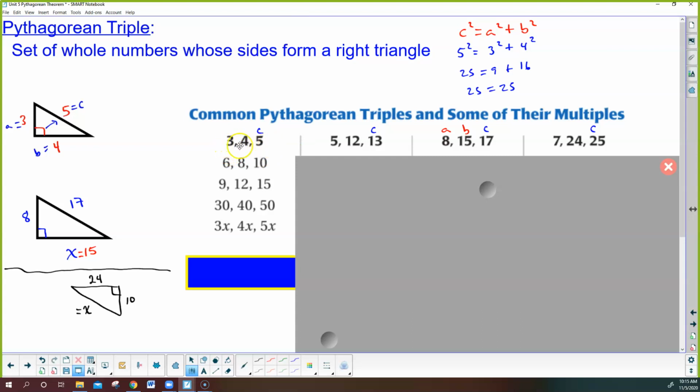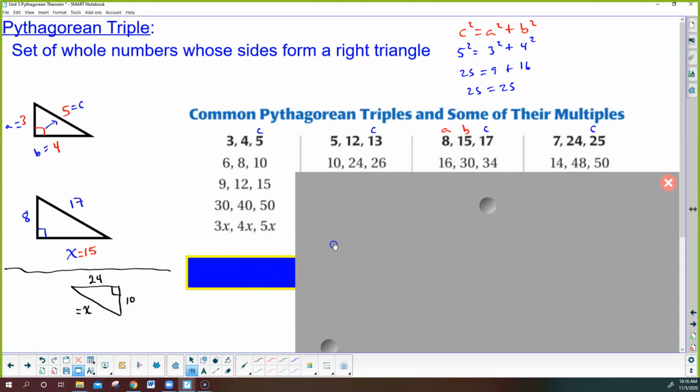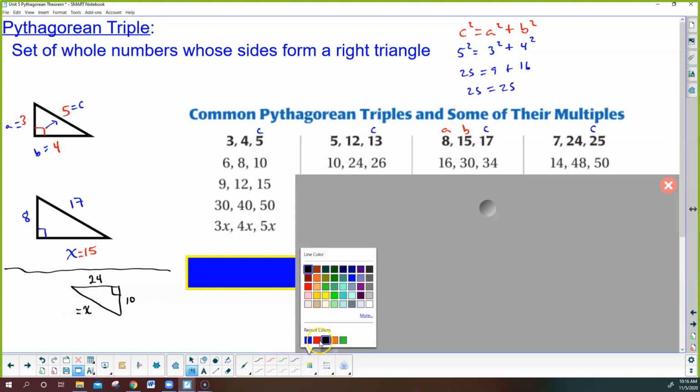I can multiply everything by 3. 3 times 3 is 9, 3 times 4 is 12, 3 times 5 is 15. So any multiplier x, where x can be any number, will result in a triple. So this is a triple that's disguised. And maybe you see it, maybe you don't, but look right here, 10, 24, 26. And notice the 26 is the largest number, so if you recognize it, you didn't have to show any work and you knew that that was a triple.